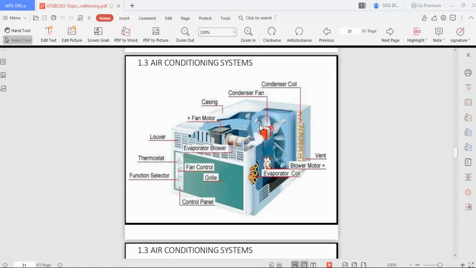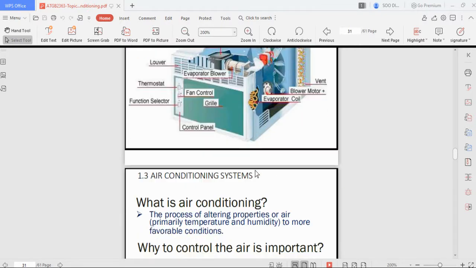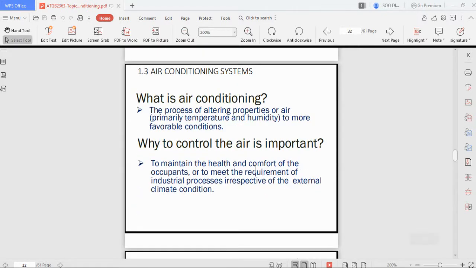Air conditioning system. You can see here, this is a figure for the air conditioning system. There are a lot of components in the air conditioning system. So what is air conditioning? Air conditioning is the process of altering properties of air, primarily temperature and humidity, to a more favorable condition. Favorable condition as in you want to have a very comfortable condition.